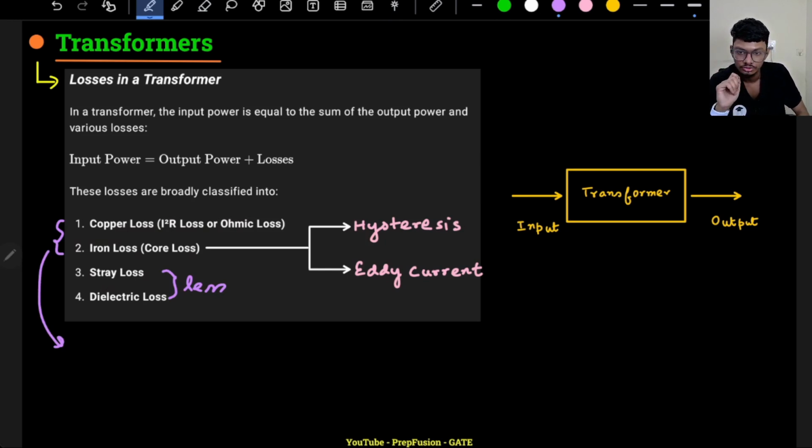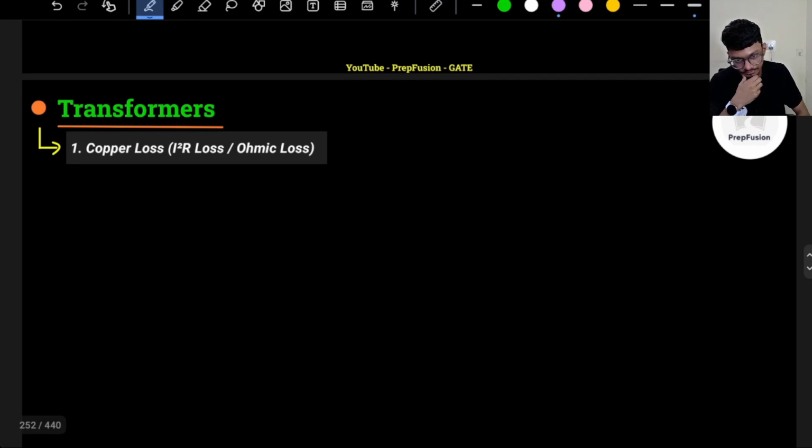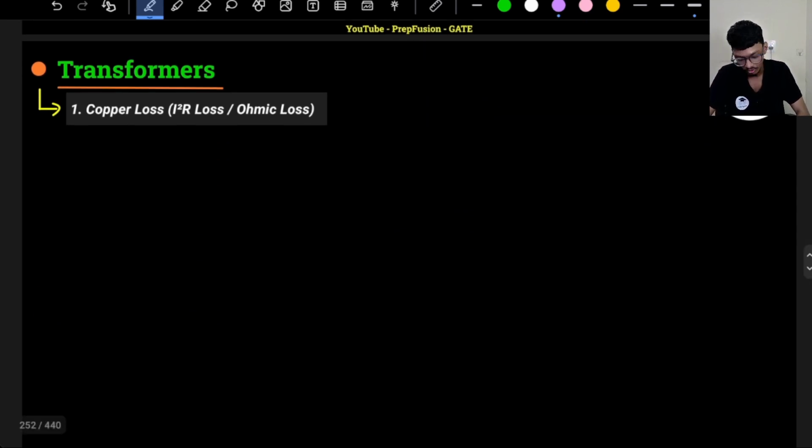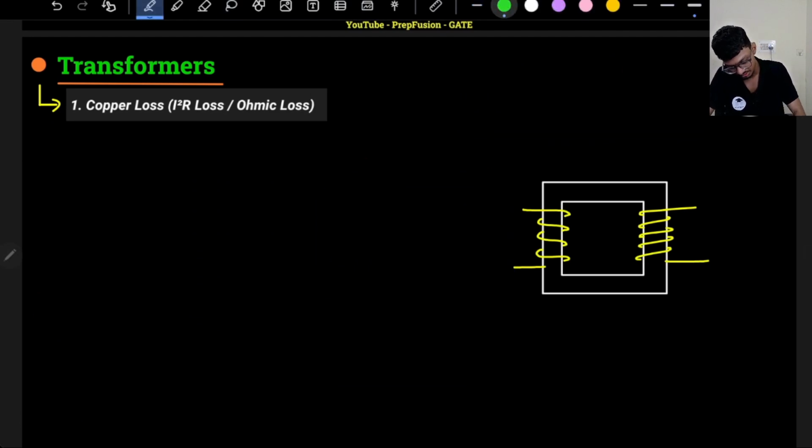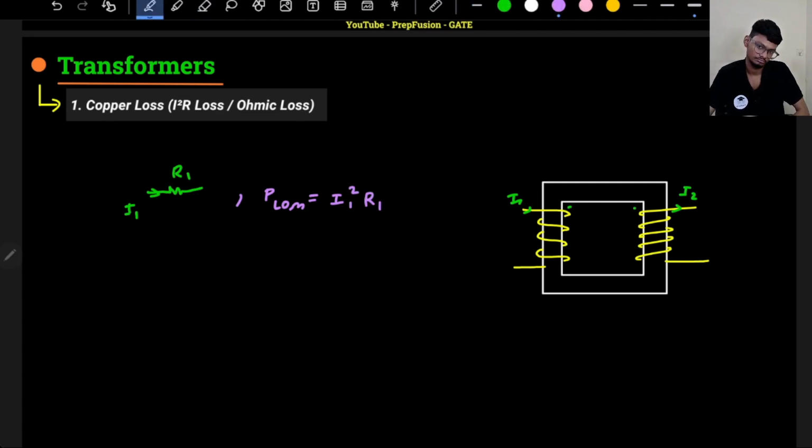So let's first discuss the copper loss. Copper loss is very simple. We had already discussed that I have my windings here, and some current is flowing through the windings. The winding will have some resistance, so of course there will be loss. Let's assume the winding resistance is R1. The current I1 is flowing, so there is a loss of I1 whole square into R1. Very simple, copper loss.